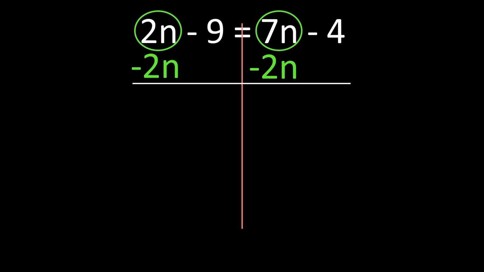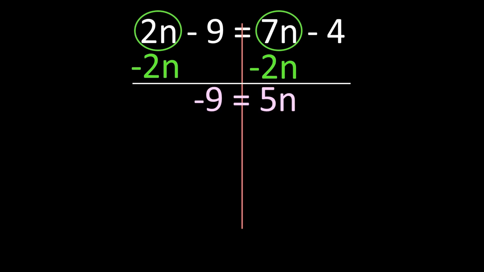So working left to right, I now have 2n minus 2n, which is 0, and I don't have any n anymore on the left. The variable is now gone, so I'm not even going to show it as 0n. I don't have a variable on the left-hand side anymore. Then I have the negative 9. I didn't do anything to the negative 9, so my negative 9 is still on the left-hand side.